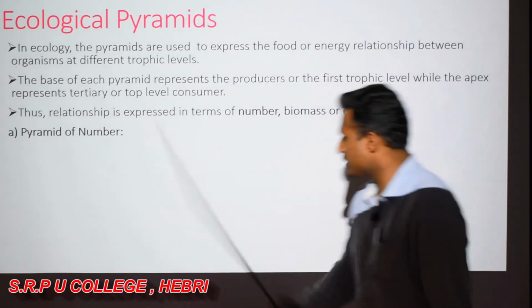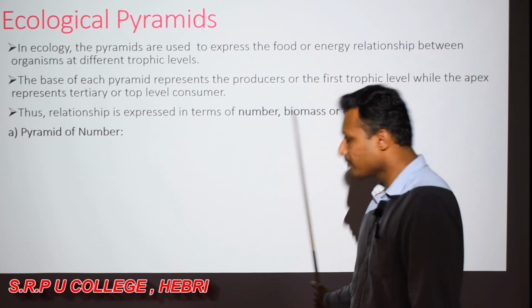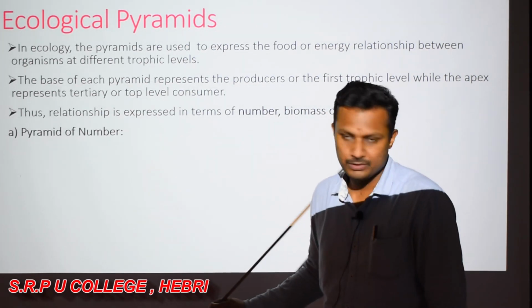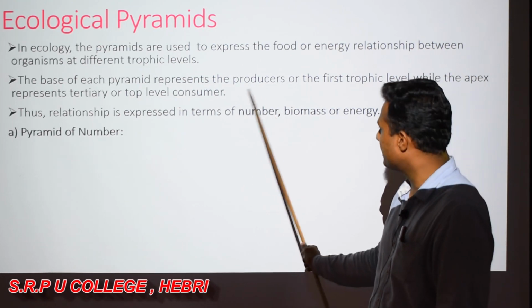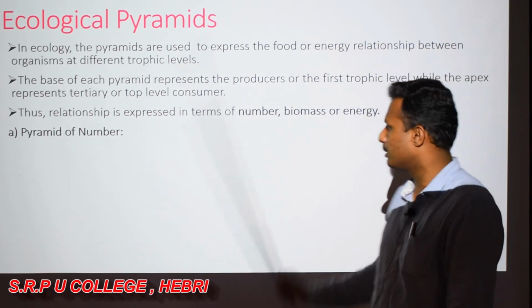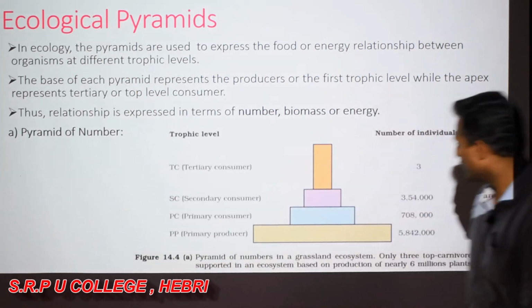So this relationship is expressed in terms of what? Number, biomass, and energy. Now let us study the different types of pyramids, that is the pyramid of number, pyramid of biomass, and pyramid of energy. First, let us consider the pyramid of number. So you can look at this diagram.